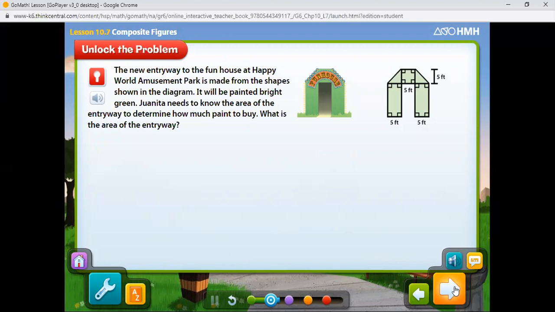Okay, let's unlock the problem. This is pretty much the same kind of question which we have done yesterday. Remember, it's the entrance of an amusement park, I think. Yeah, fine. But why I'm repeating this, I just want to make sure you all know how to find out. And as soon as you see this picture, what comes to our mind, we can say two rectangles, one square, and two triangles, or we can take it as two trapezoids and a square.